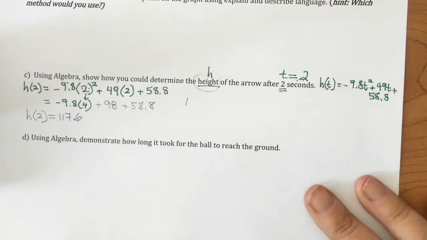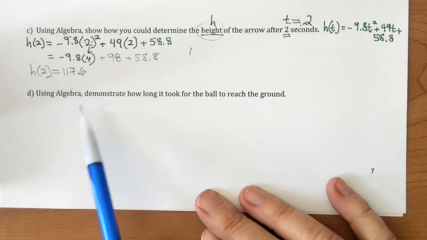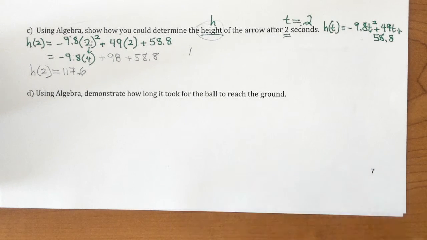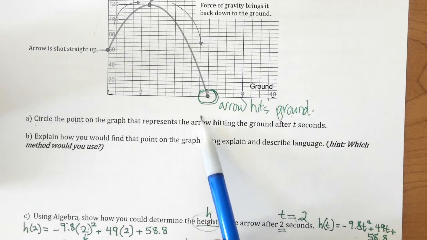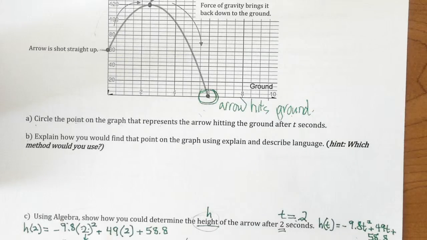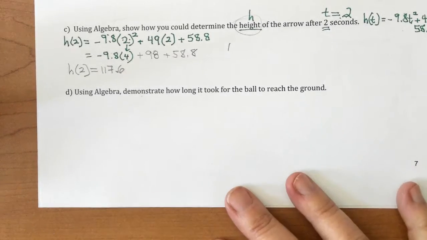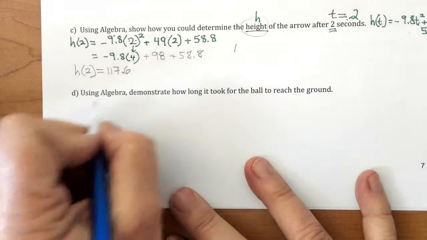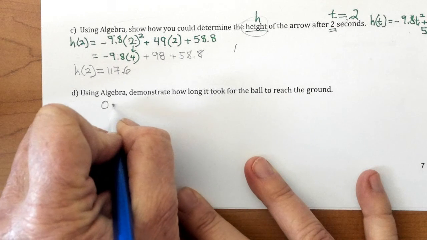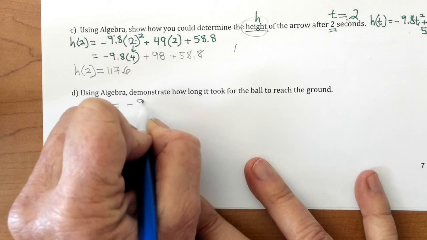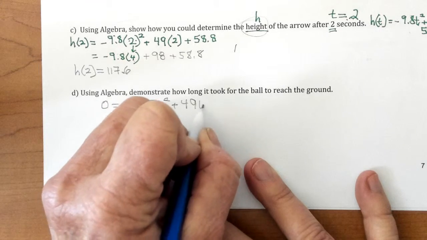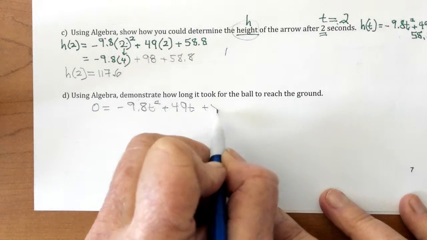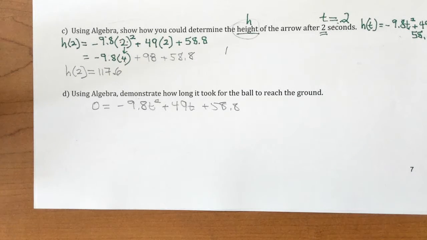So now the last part says use algebra to demonstrate how long it took the ball to reach the ground. Well, remember, take a look up here. We read the graph that the arrow hits the ground at 6 seconds. But now we're going to prove it by using the algebra. So remember what we did. We said that the height is 0. So 0 is equal to negative 9.8 t squared plus 49t plus 58.8.